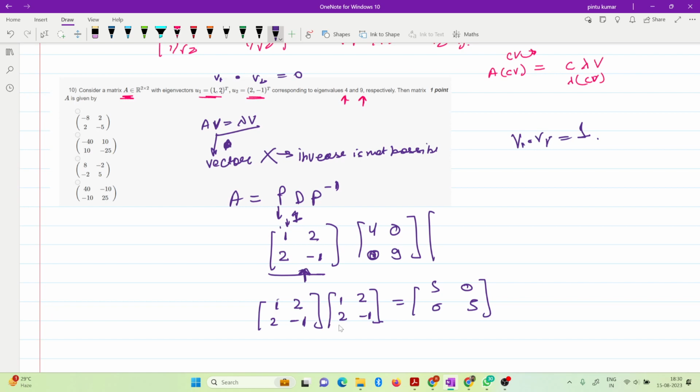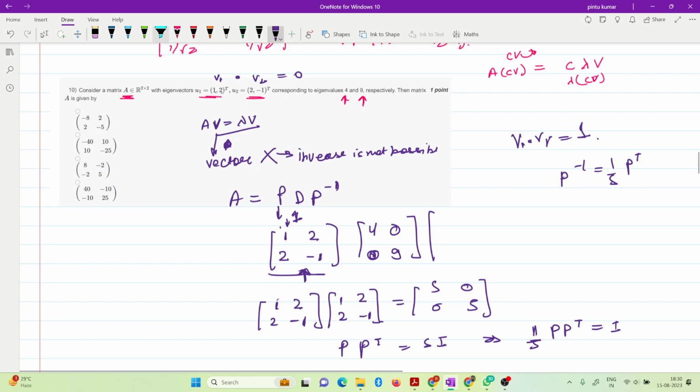P into P transpose is 5, 5. So what does this mean? That 1 by 5 times P transpose is identity. So what is P inverse then? P inverse is 1 by 5 times P transpose.